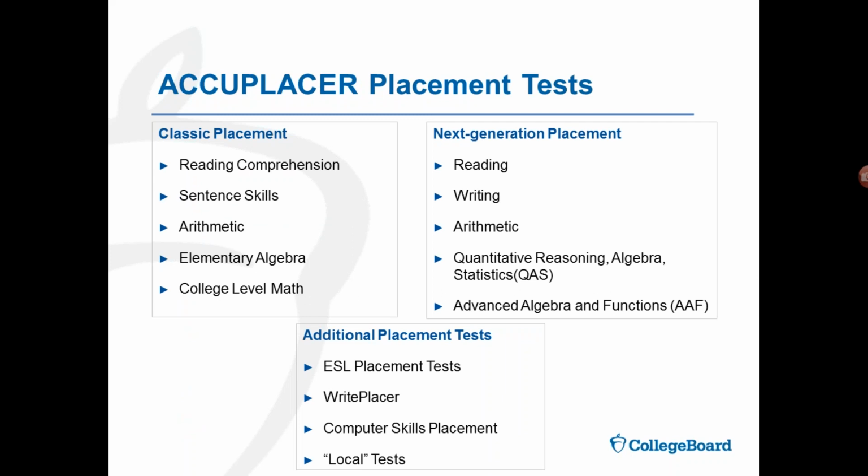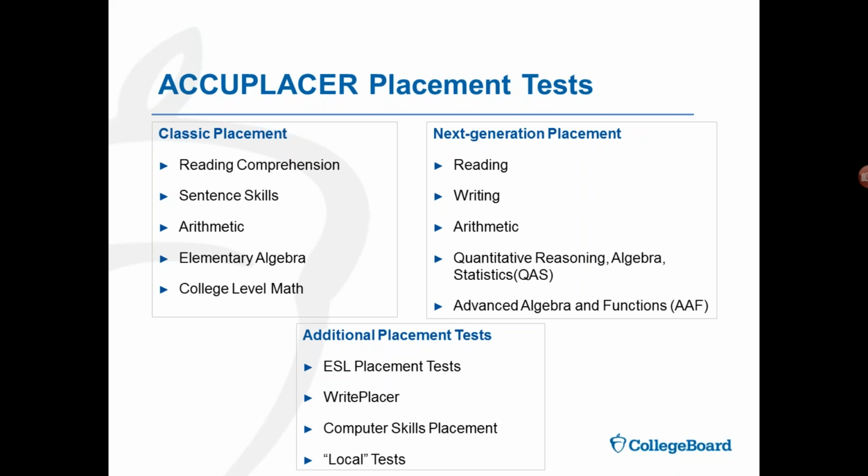The key piece is test content. So on the screen you can see the three different kinds of tests that we offer. Our original tests are called Classic, and you can see the 5 different tests there, 2 for English, the reading test and the sentence skills test, and 3 on the math side. And then on the right side of your screen you see the next generation versions, which were just released in September. So again, 2 on English, this time called Reading and Writing, a more simple name.